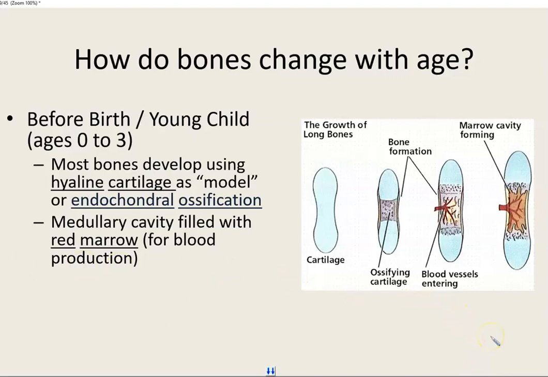From 0, so the minute you're born, to about 3 years old, you are still doing this endochondral ossification, which is where your hyaline cartilage is that blueprint model. Your medullary cavity from 0 to 3 is red bone marrow. The reason it's red is because your bones are still growing, lots of development going on from 0 to 3. You've still got lots of hyaline cartilage in your body. That's why they call it a bouncy, bouncy baby. And your hyaline cartilage is changing over into your bones.